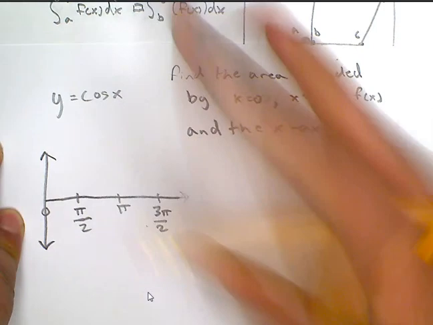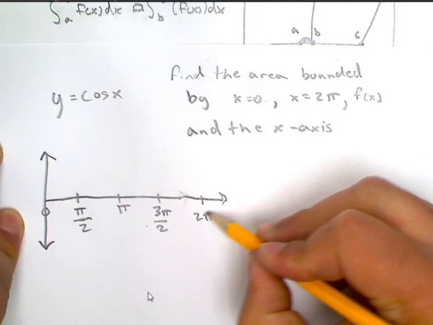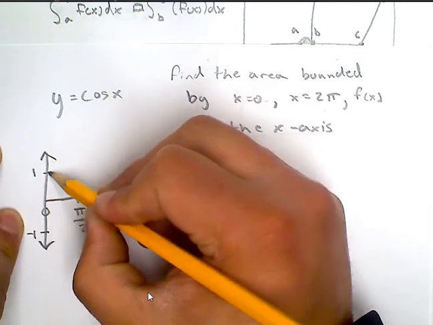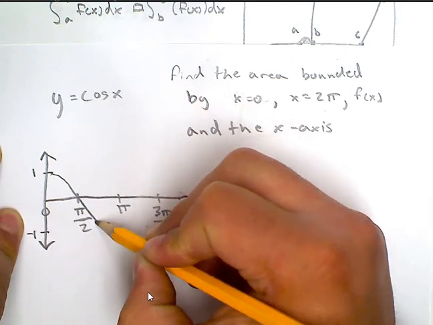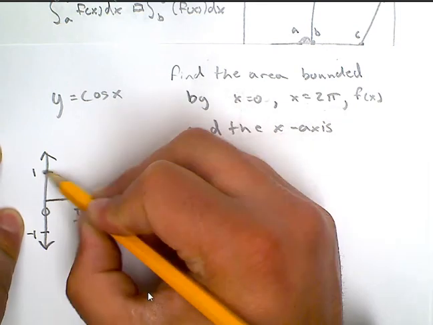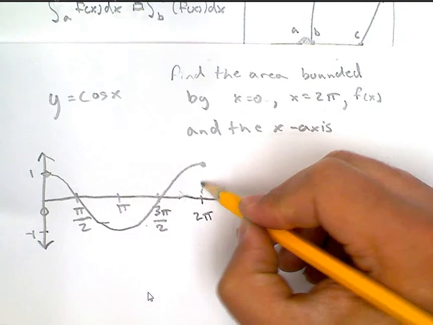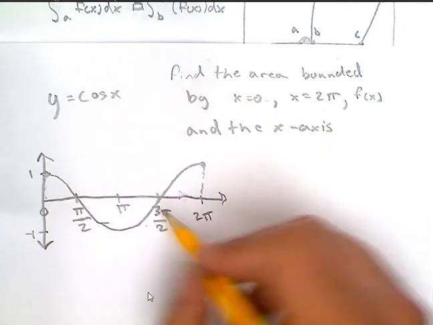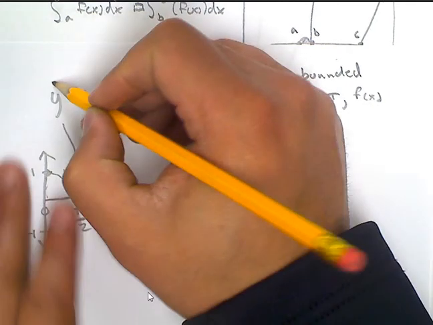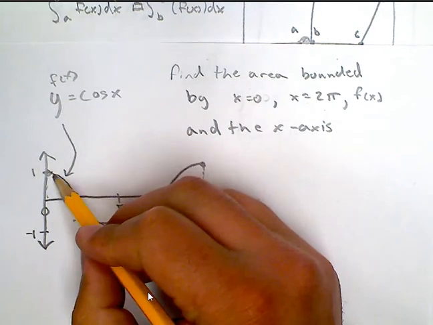Okay, so here we go. Here's cosine. It oscillates from 1 to -1. Bam, bam, and that's it, from 0 to 2 pi. Now if I'm restricting it to x equals 2 pi, x equals 0, f of x, or I'm sorry, y, we can name it f of x, and the x-axis, that's going to create this bounded area.